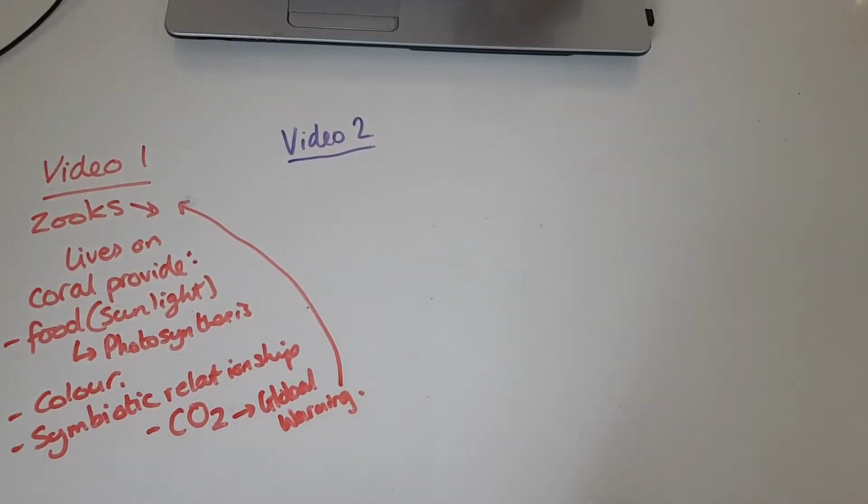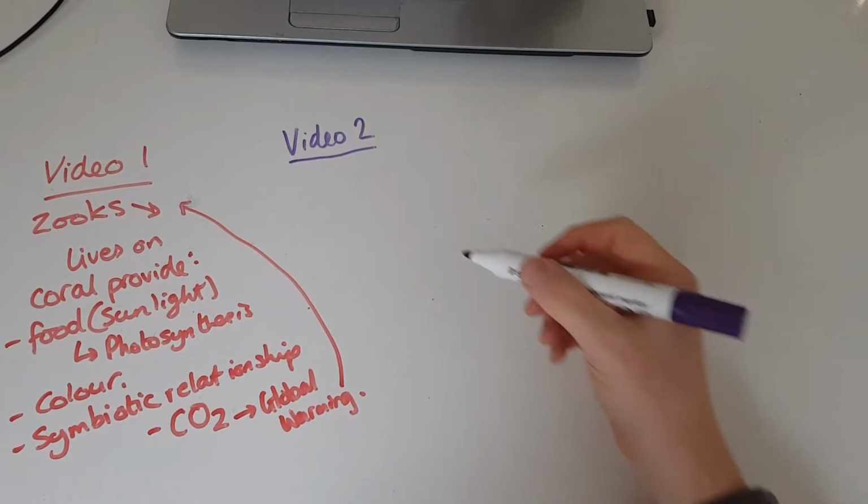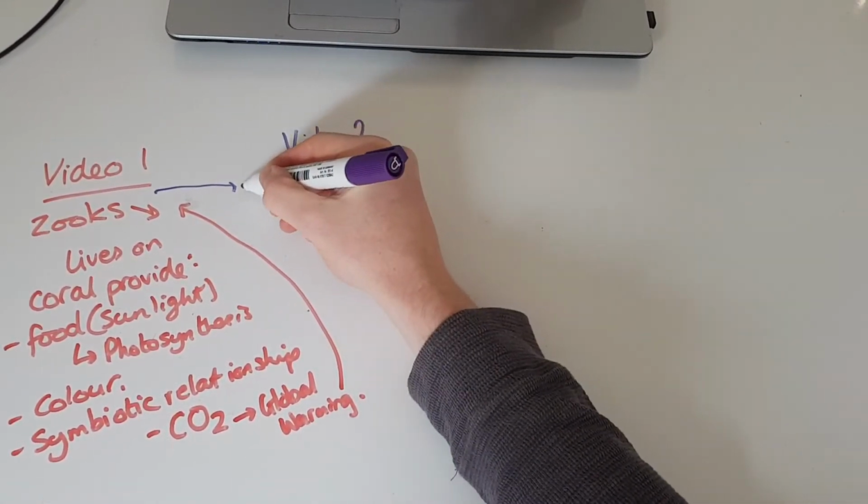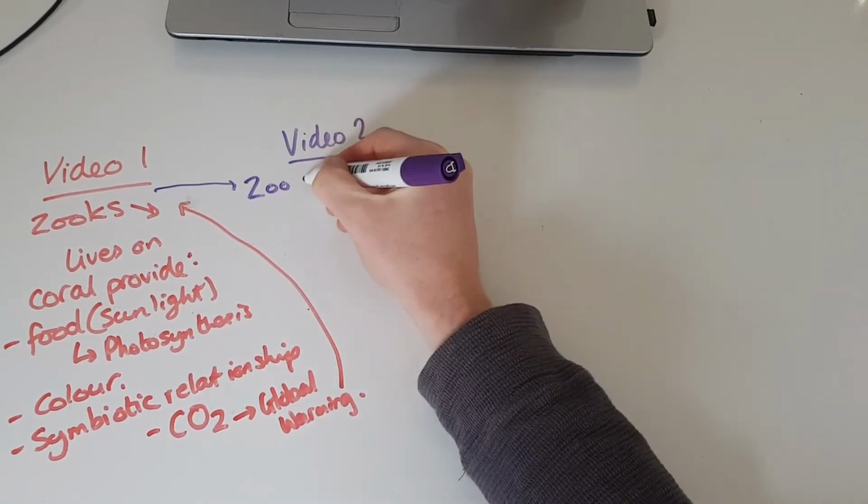Okay, so hopefully you've been making some notes on that second video. What I learned from that video is that these zoox, we've actually got a proper name for them, which is, if I spelt it right, zooxanthellae.